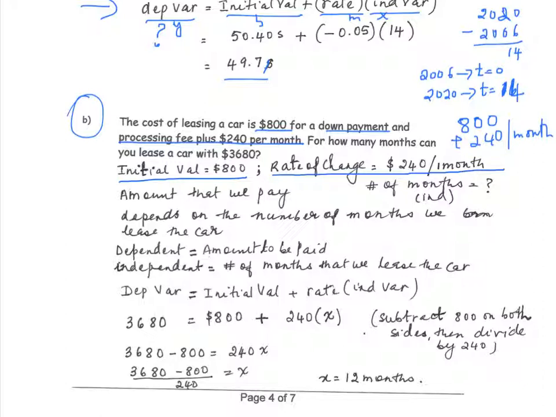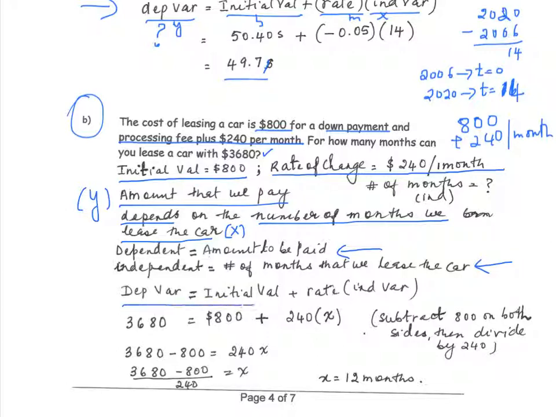And the question says, for how many months can you lease a car with $3,680? So if your total bill comes up to $3,680, how many months were you able to lease the car? The amount that we pay, that's your y, depends on the number of months that we lease the car, and that is x. So the dependent variable is the amount paid. The independent variable is the number of months that we lease the car.